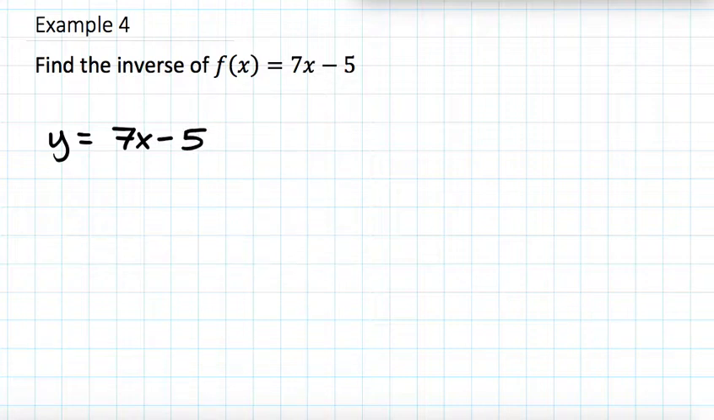Now x and y switch places. So this y becomes an x. The x becomes a y. So we have x equals 7y minus 5. And then my last step is to get y by itself.